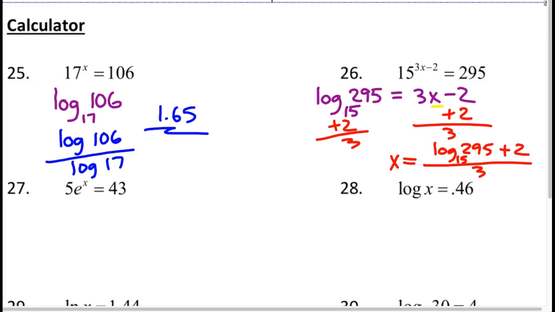Put that in your calculator, hit enter, and you will get, let's see, plus 2. That divided by 3. I got 1.37.